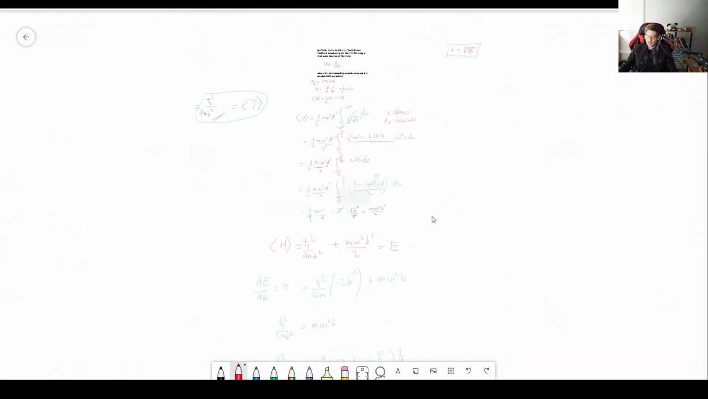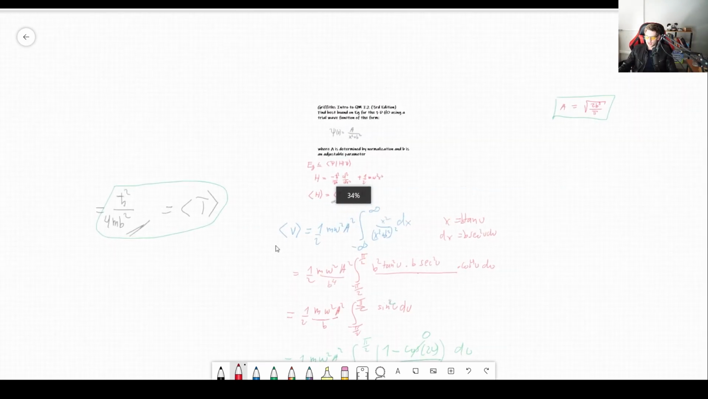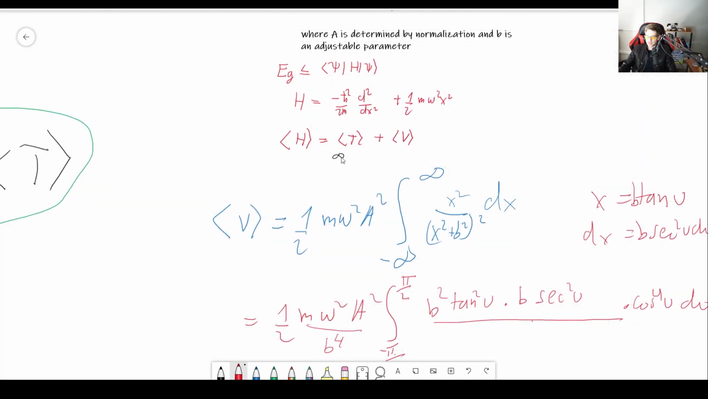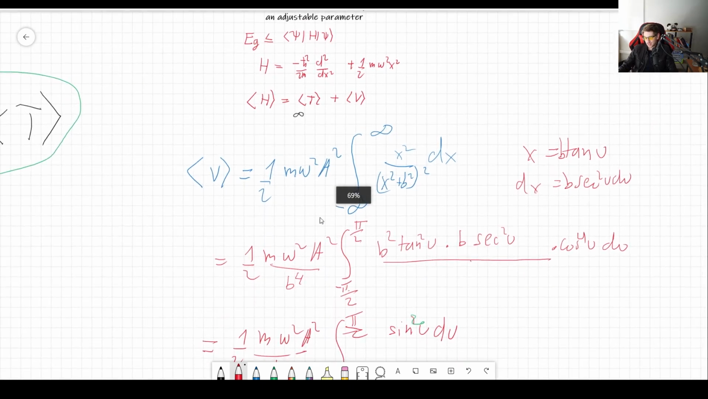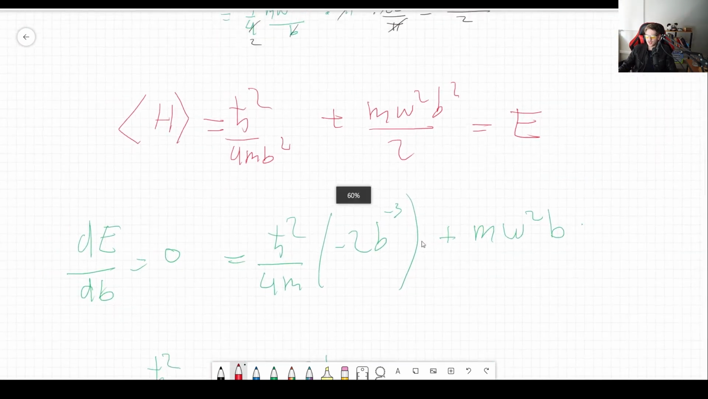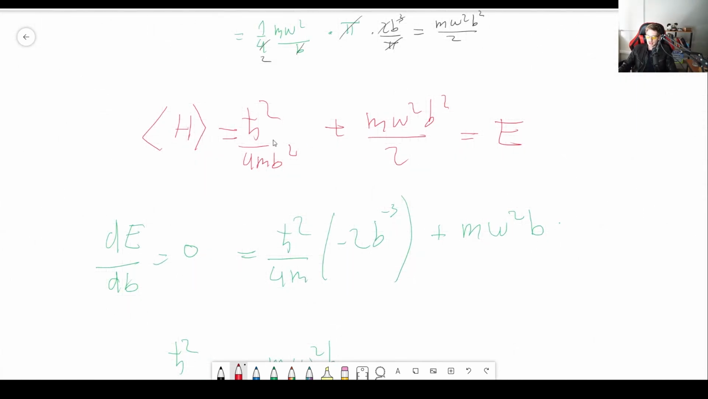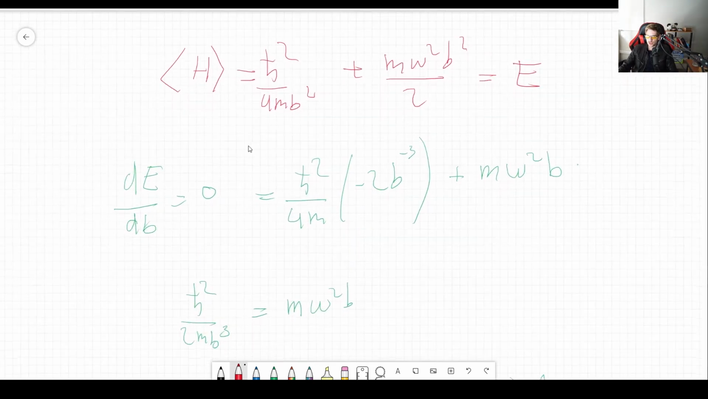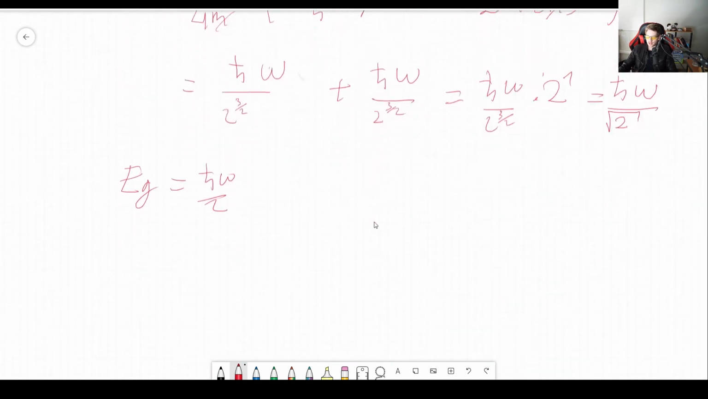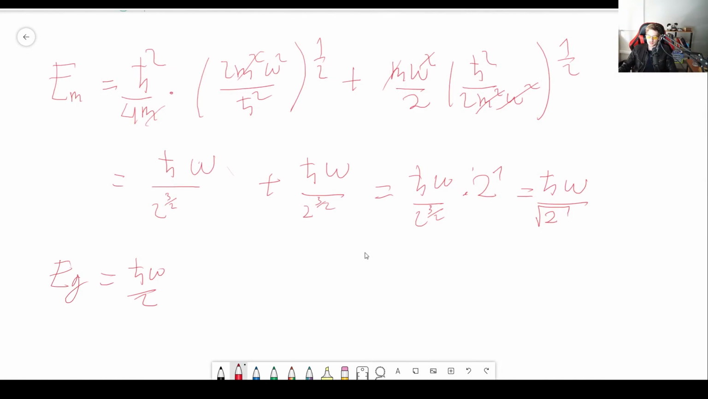So yeah, you can see that the variational principle is the same always. I mean, we just start out with this, we write out the Hamiltonian, we calculate the expectation values for the kinetic and potential terms. And sure, the integrals can be annoying, but it's very straightforward. And then once we have the energy, we just minimize, set it equal to 0, find the value for b, plug it in, and that's it. And yeah, it's pretty simple.